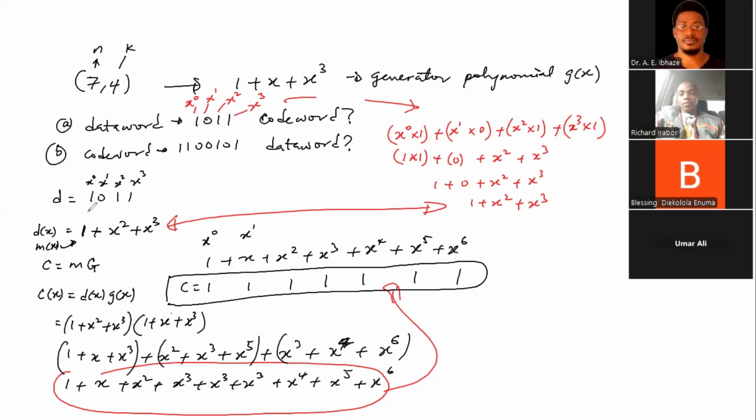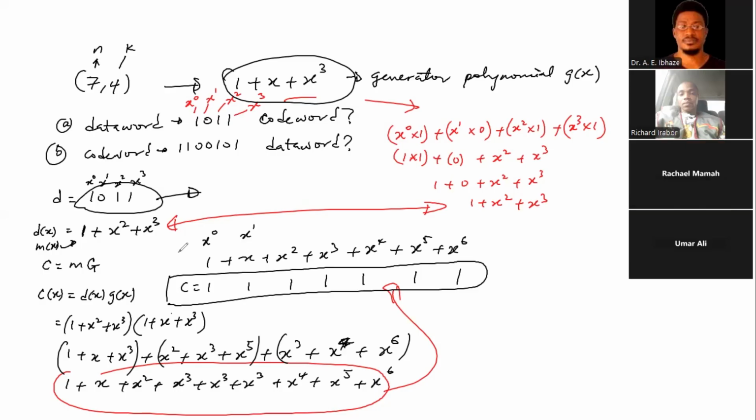So it means that given this transmitted data and having the generator matrix, once we multiply the transmitted data by the generator matrix, we are going to get a specific code word.